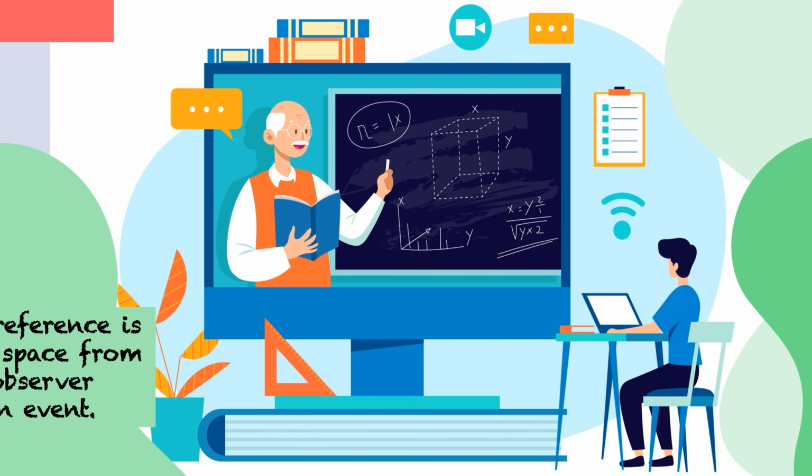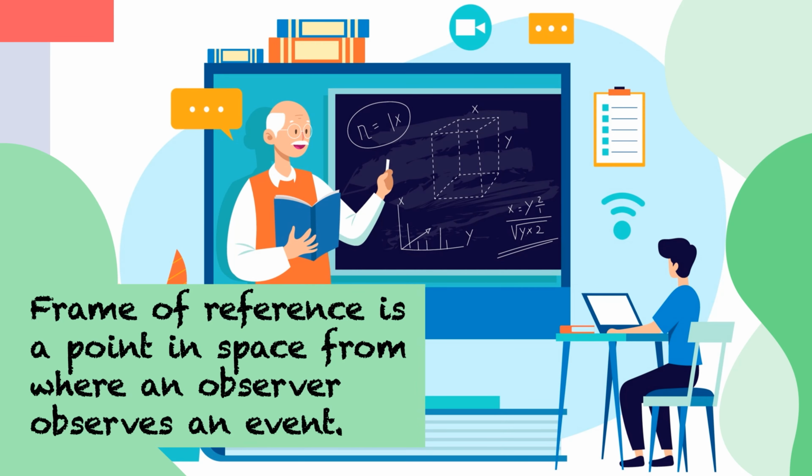Frame of reference is a point in space from where an observer observes an event. To understand this, let's see an example. Here a teacher is teaching, so teacher's frame of reference will be like the student is sitting, and for the student the frame of reference will be like teacher is standing and explaining. Similarly, for you all, this video on your phone is an event, and you all are observer.